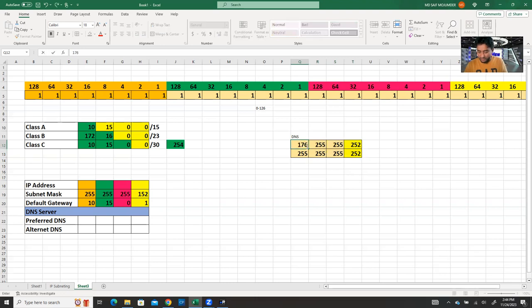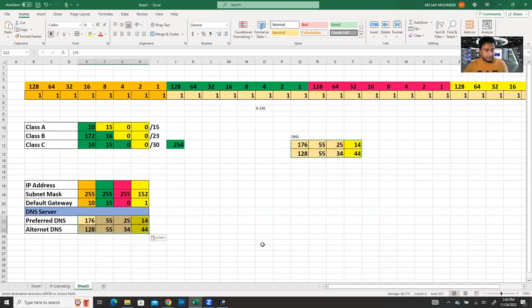Maybe it's 176.55.25.14, and this one maybe 1.218.55. I'm just randomly typing, and maybe 44 or something like that. So if this is your DNS server, all of your IPs will have the same number. All of the IPs will have the same number, like this.